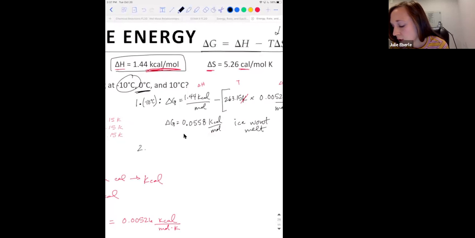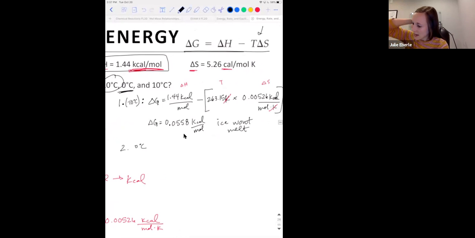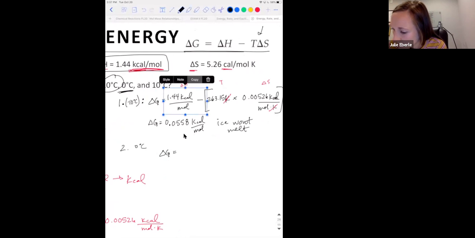Okay, number 2. We're going to do it now at 0 degrees Celsius. So we're literally going to do the exact same thing. So I'm just going to copy. Someone taught me how to do this. I forget who. Everything should be the same.